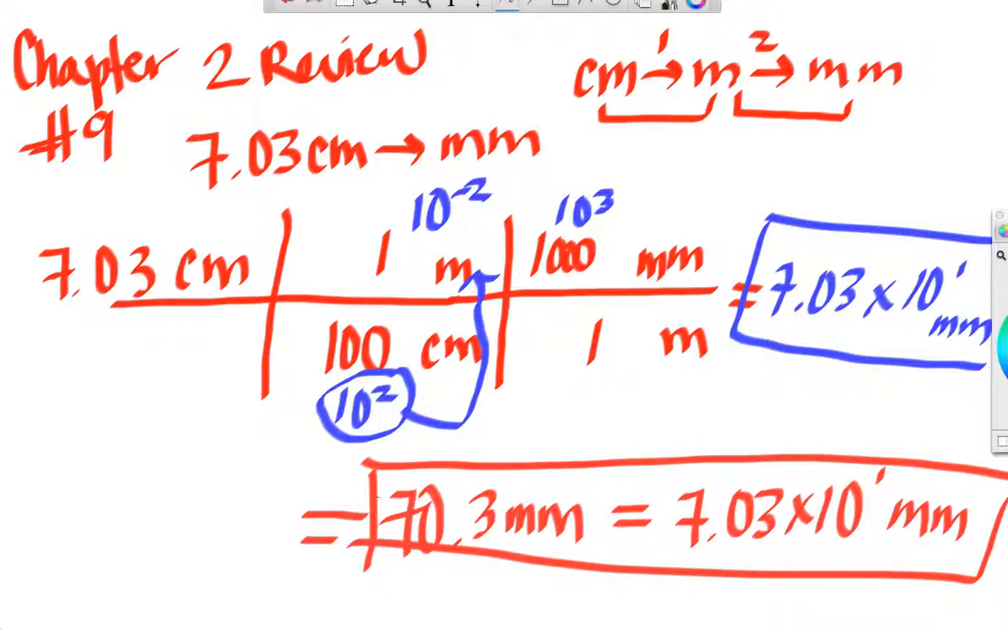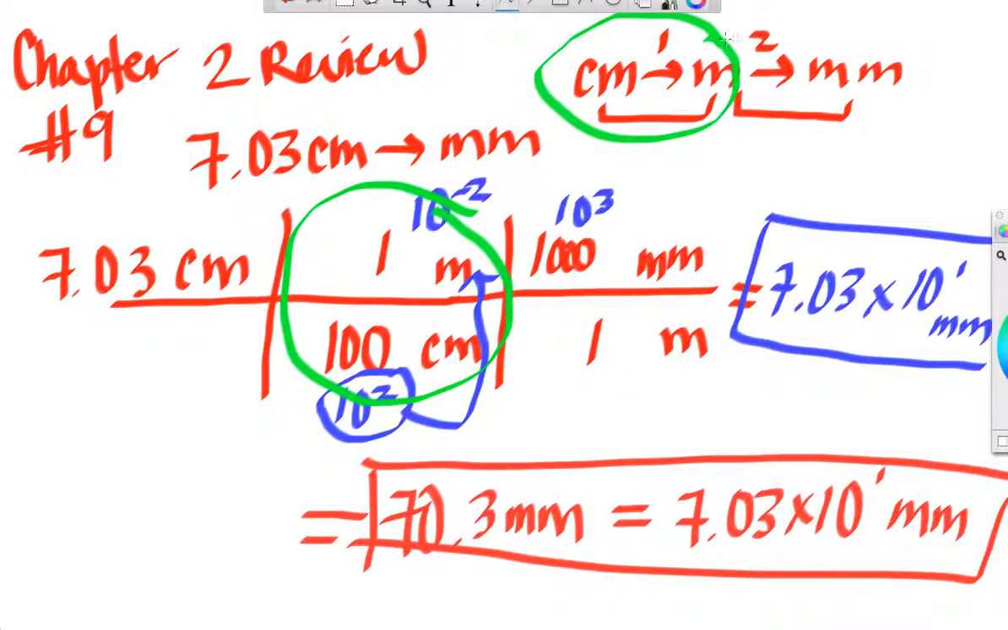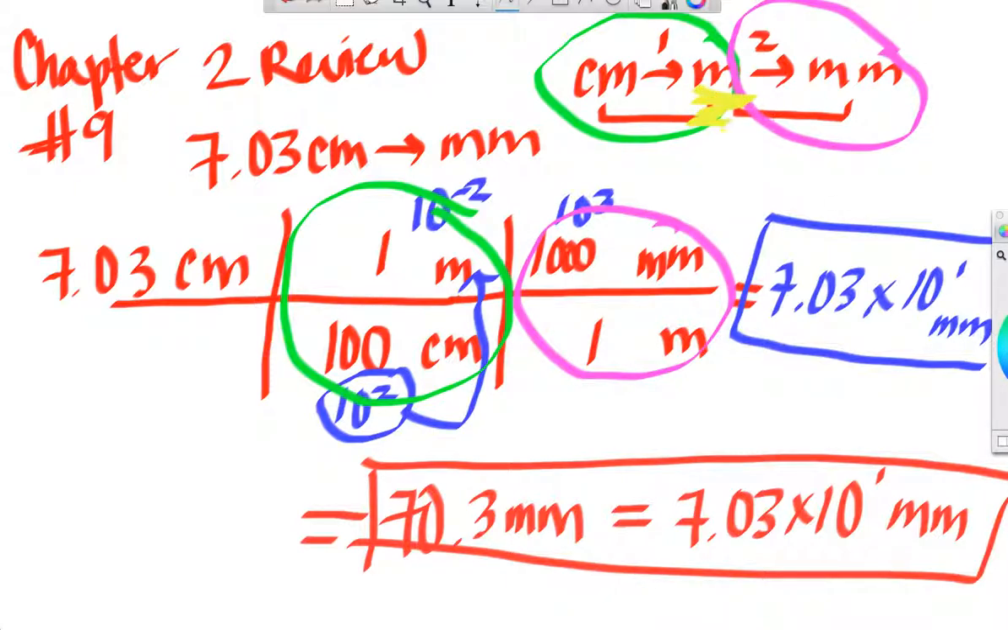But notice I did this in 2 steps. Here, this was step 1. And then this is step 2. So you have to convert to that base unit before you can do anything else. This base unit is very important. Convert there first. Again, because our metrics table tells us the relationship between centimeters and meters and millimeters. It does not give us a relationship between centimeters and millimeters.